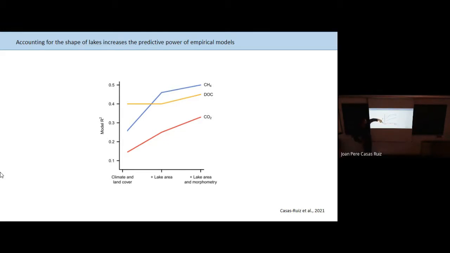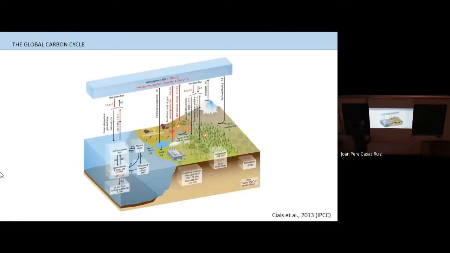And on the y-axis, we can find the R-square of these different models. And we can see that by including the lake area and also including the shape, we can really improve our prediction of how much carbon we will find in the water of these lakes across the landscape. And this can be used then for improved upscaling methods. And this is what we need actually. In a second stage, this was actually my main goal when I arrived to Quebec, was to quantify how much carbon was being emitted from aquatic networks in Quebec.